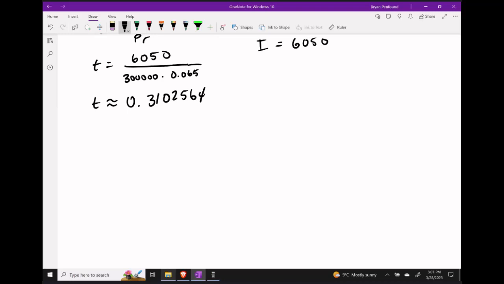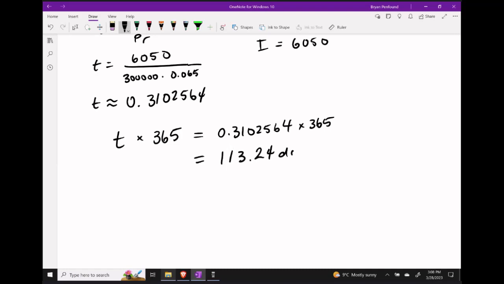Now this value that we calculated is given in years, and what would be helpful for us is to determine the number of days. So if we take our value for T, which is given in years, and we multiply by 365 days per 1 year, we should get the total number of days. And doing this gives about 113.24 days. So we want to be able to use the DBD function on our calculator, so I'm going to round this up to 114 days.